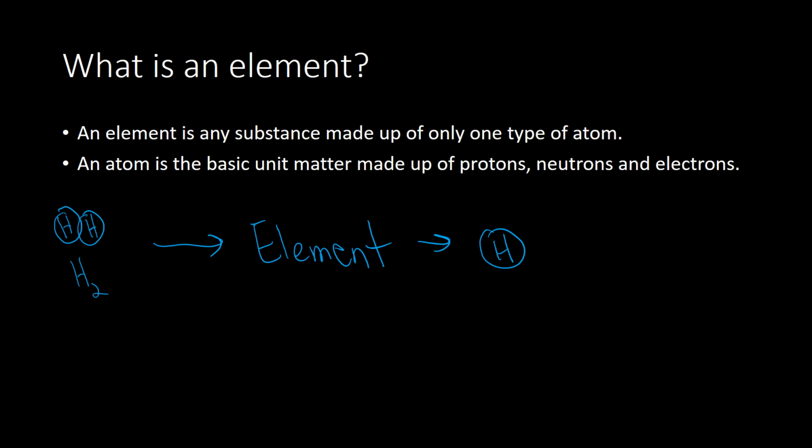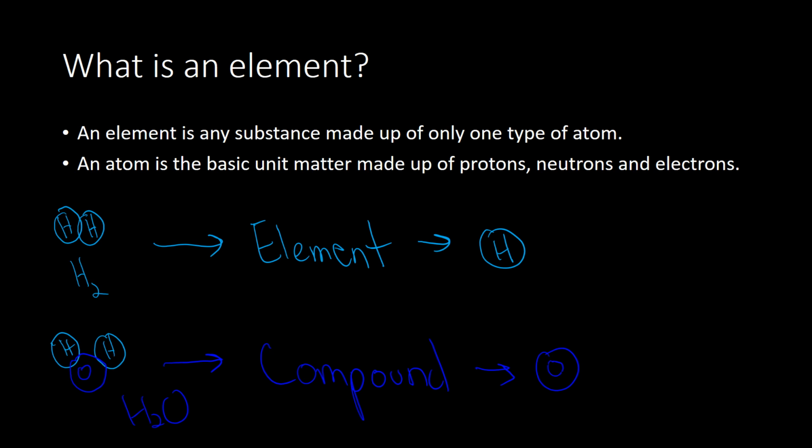On the contrary, let's look at H2O, which is water. H2O is not an element, rather, water is a compound. And it is a compound because not only is it made up of oxygen atoms, it is also made up of hydrogen atoms. And as we know, an element can only be made up of one type of atom.